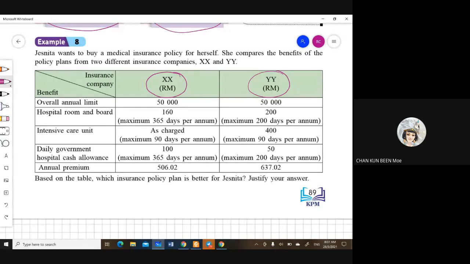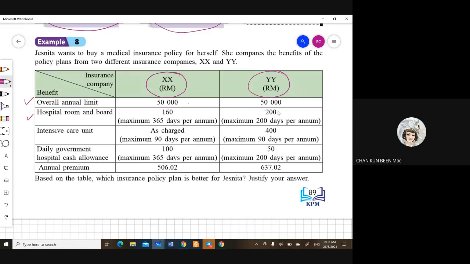If you compare the benefits one by one over here, the first one is the overall annual limit. Both companies have the same annual limit, which is 50,000. Hospital room and board: for company XX, it offers the hospital room at a cost of 160 ringgit, with a maximum of 365 days per annum. Meaning that for one whole year, you are eligible to stay in the hospital if something happens.